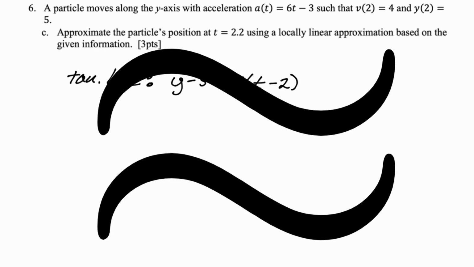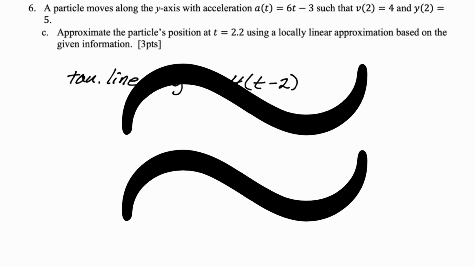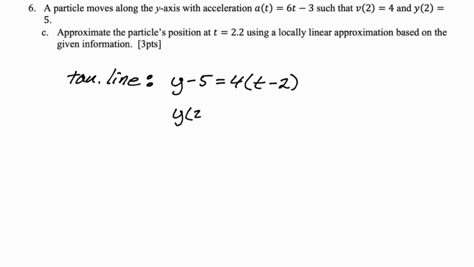So we're asked to approximate y of 2.2, basically. Y of 2.2 is going to be approximately 5 plus 4 times 2.2 minus 2, which is 5 plus 0.8, or 5.8. All right, that's the whole thing.